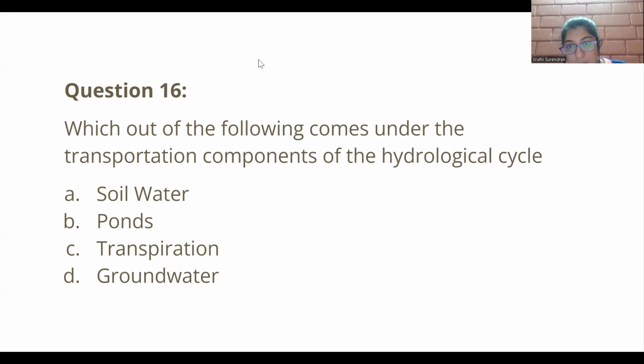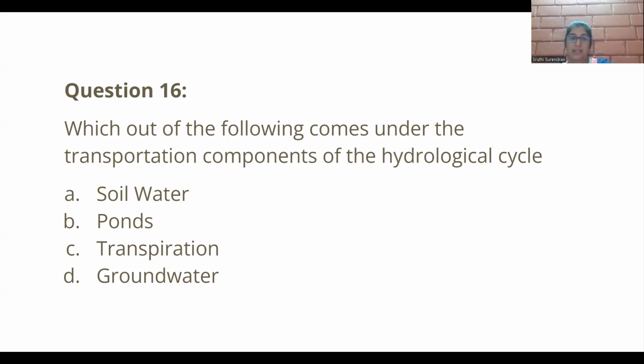Kokla says it's soil water. Uma says it's groundwater. Deepika says it's groundwater. Any more answers? Gokula says it's not A but C. Okay.